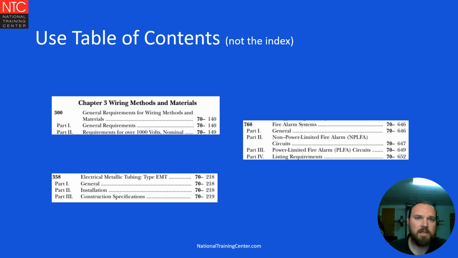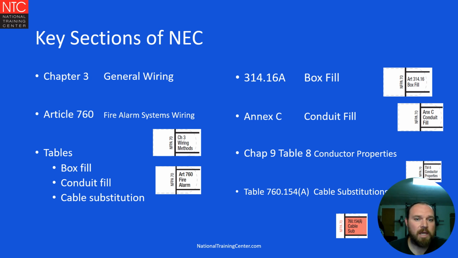Now, when we look at the NEC, there are some other sections that could be applied to fire alarm systems that are also utilized. Key sections of the NEC: Chapter 3 is general wiring requirements. These are going to be things that are found in pretty much all aspects of wiring. We have Article 760, which is the specific fire alarm system wiring article. It's about 10 pages long.